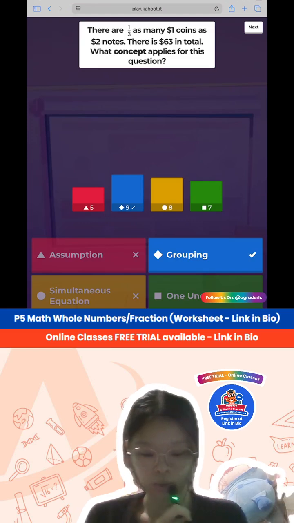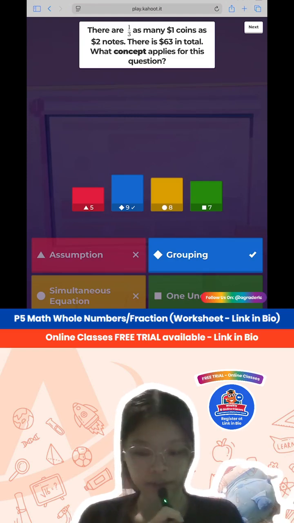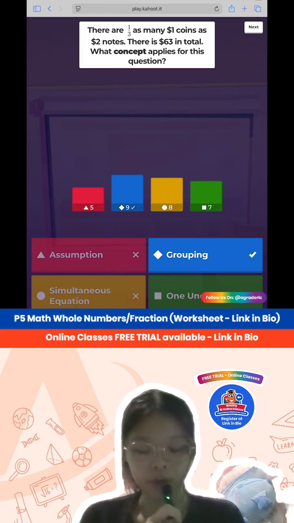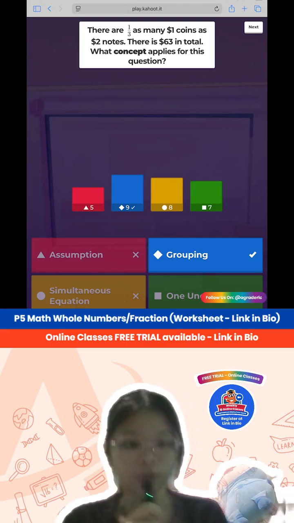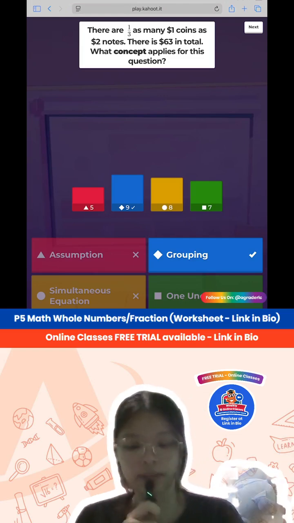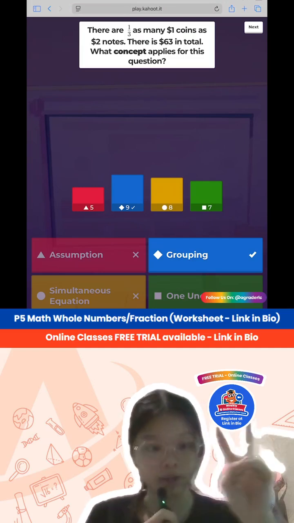Oh, wow. This one got so many different answers. Okay, the answer here is grouping. Even though there's a fraction in the question, this is basically grouping because there's 1 unit of $1 coins and 3 units of $2 notes. That's why this is grouping. So for every group, there's one $1 and 3 $2. That's why it's a grouping concept.